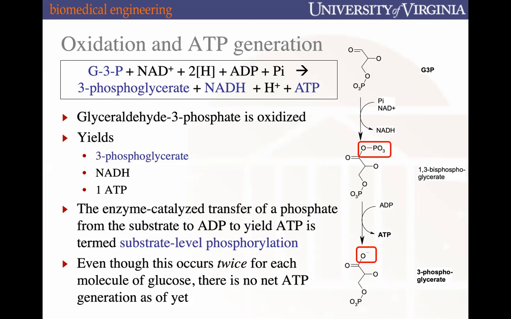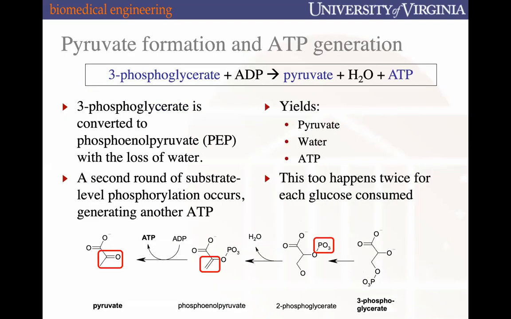The NADH will come in handy pretty soon. And so finally, the last step is pyruvate formation. So now we're going to be reading from right to left on the bottom, for when you want to look back at the structures here.